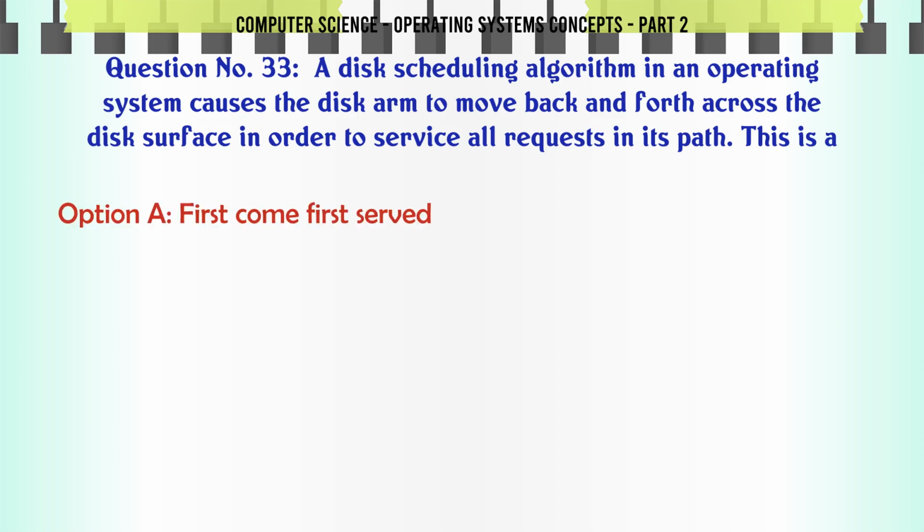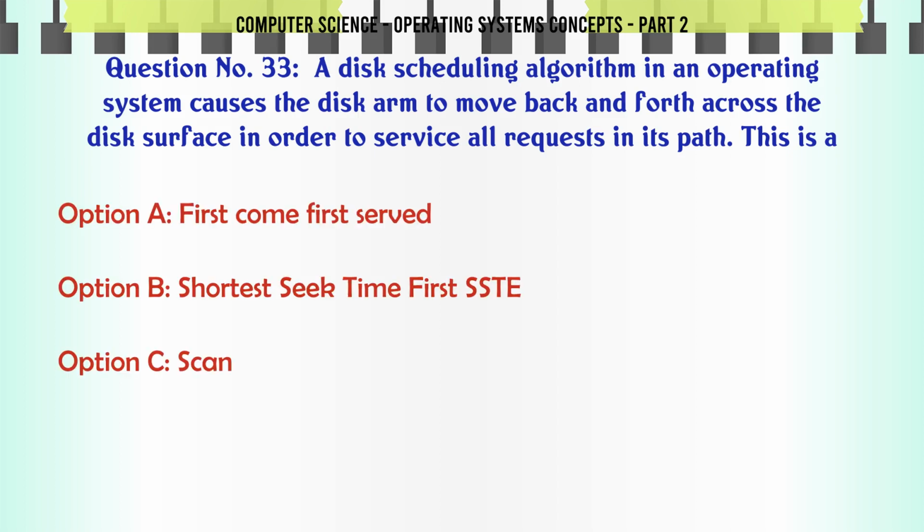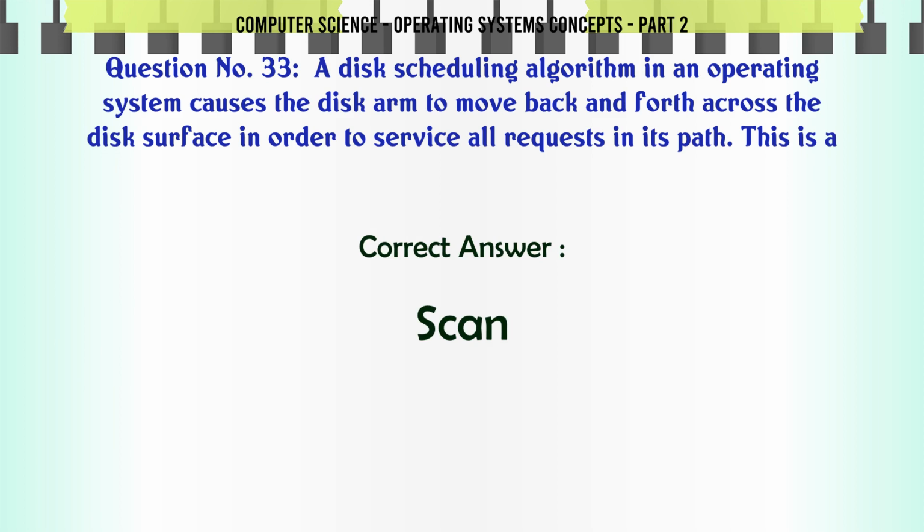A disk scheduling algorithm in an operating system causes the disk arm to move back and forth across the disk surface in order to service all requests in its path. This is A. First come first served, B. Shortest seek time first SSTF, C. Scan, D. FIFO. The correct answer is scan.